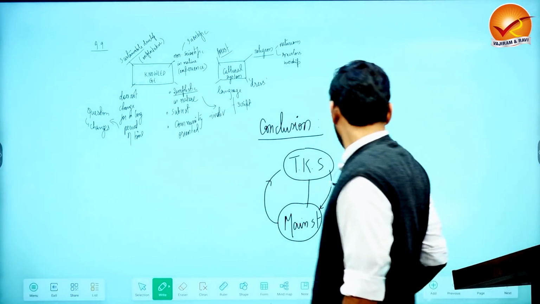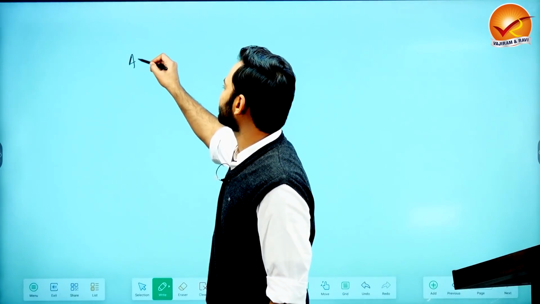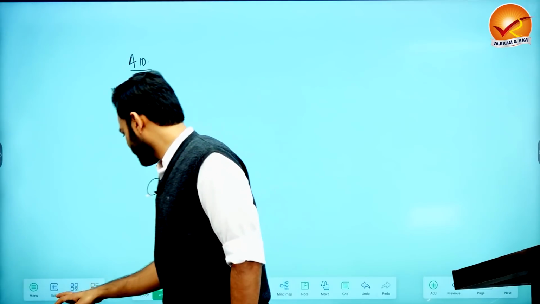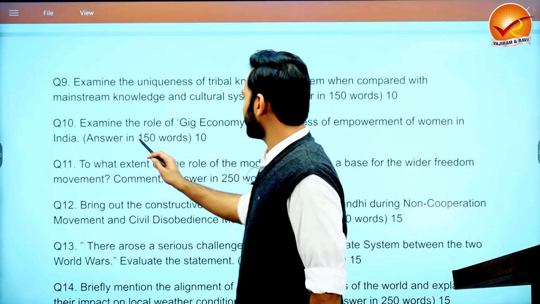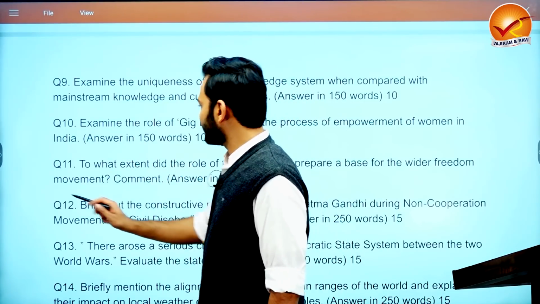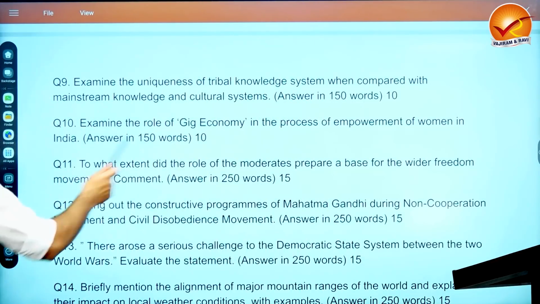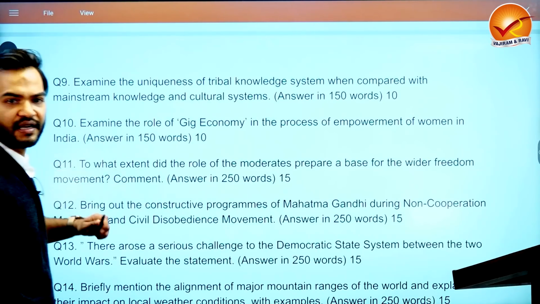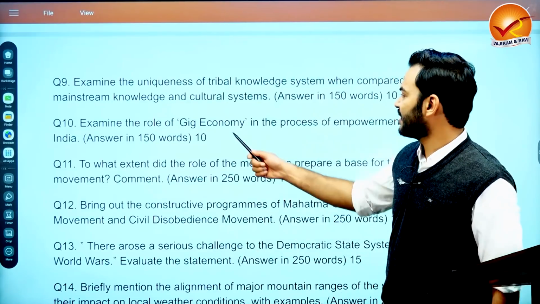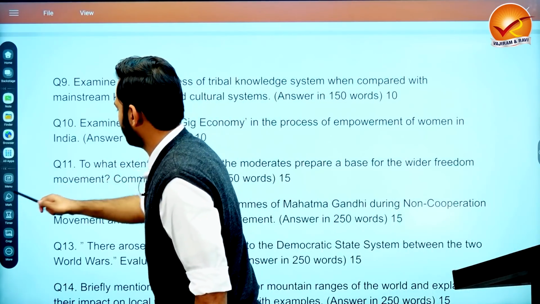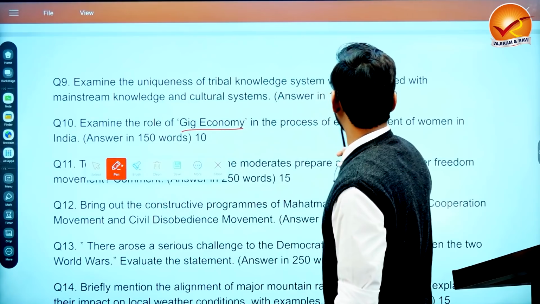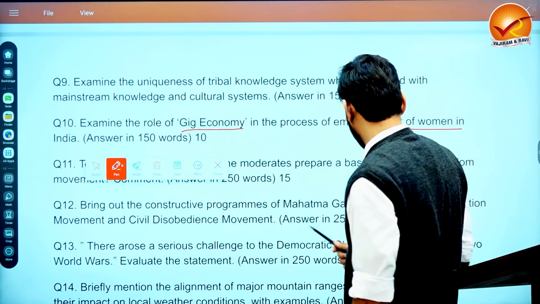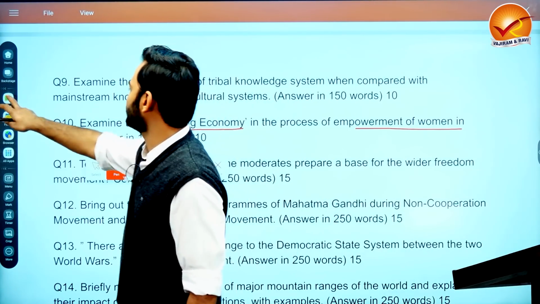Then we can write answer number 10. What is question 10? Let us see. Question number 10. Examine the role of gig economy in the process of empowerment of women in India. Very, very easy. So let us see this question now.